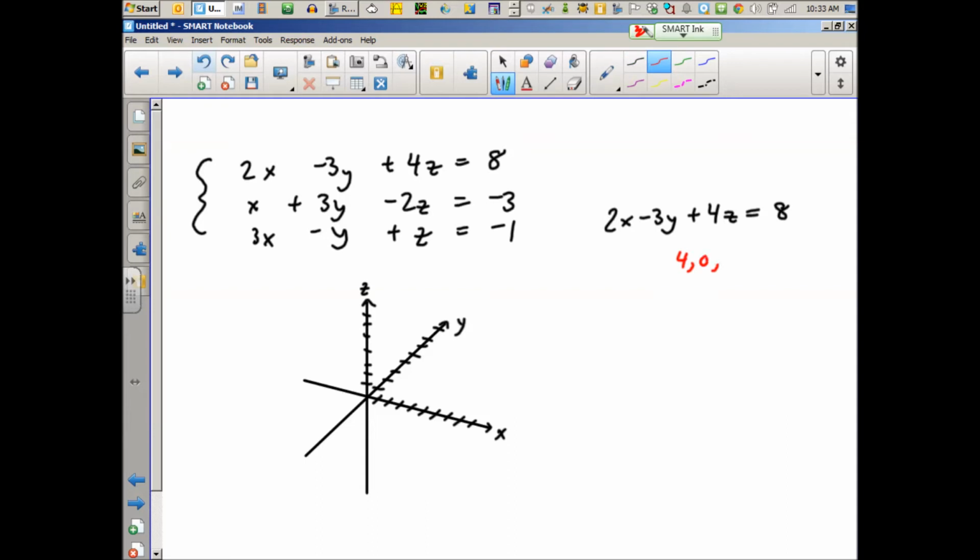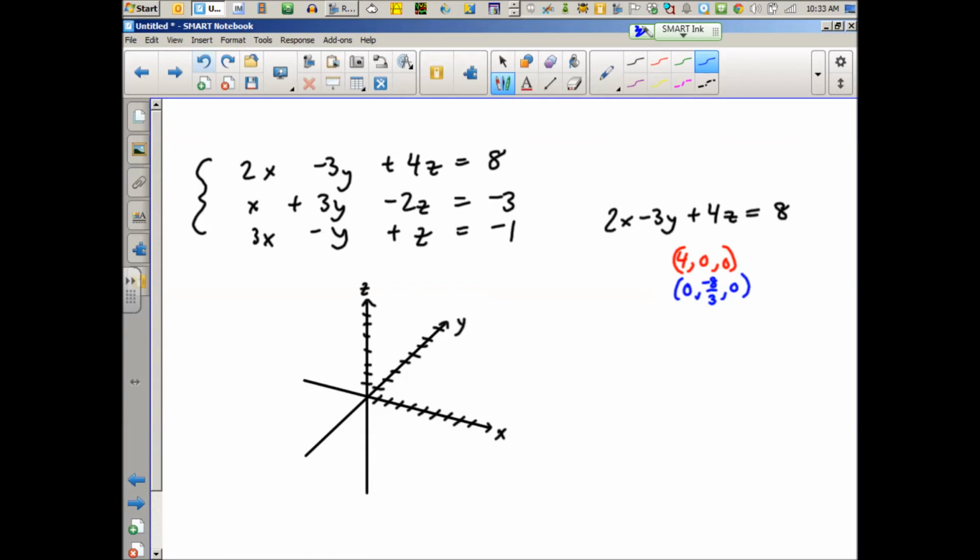4, 0, 0. Okay. Now I'm going to cross out the x's and the z's. What does this give me? Negative 3y equals 8. So what's y? Negative 8 thirds. Right. Okay. So when x and z are 0, y is negative 8 thirds.